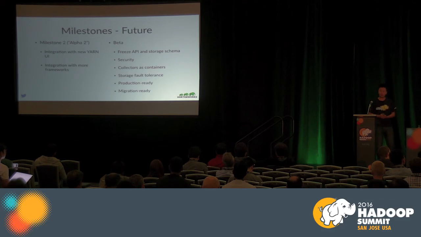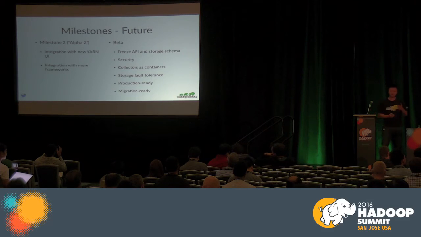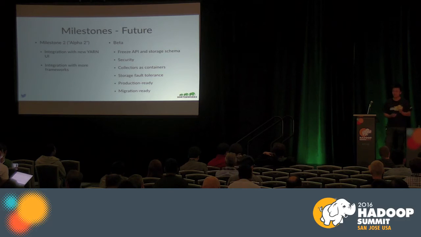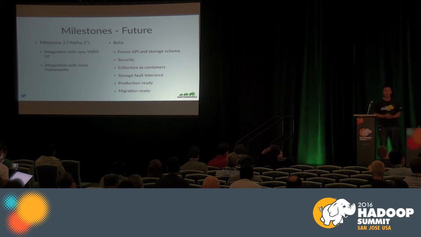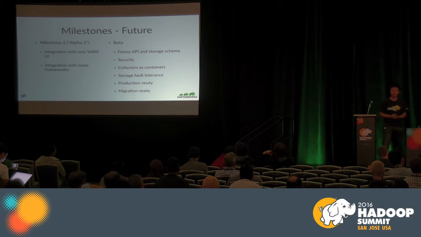After that will be the beta mode, where a lot of interesting things will happen, such as we freeze the API and we add security support. We try to launch collectors as containers instead of a separate node manager auxiliary service for all of the timeline collectors. We'll also do storage level fault tolerance so that there will be high availability for when the HBase storage is not available.